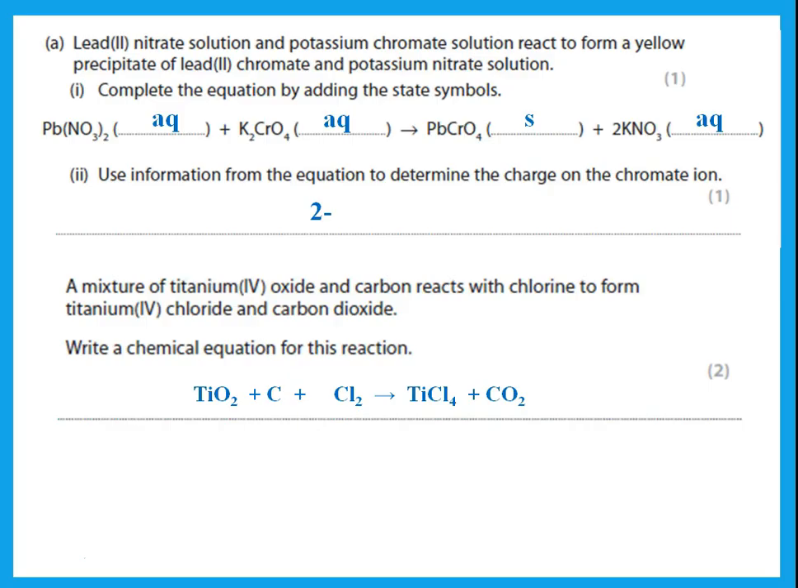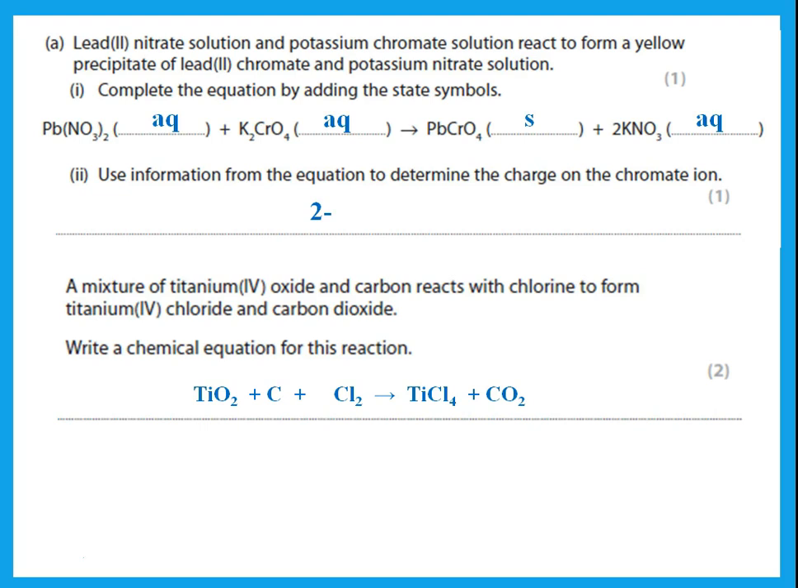Titanium 4 means that the valency of titanium is 4. So I'm supposed to write 4 under the O, not 2. But then the valency of oxygen is 2. So actually it should be Ti2O4. But if this is 2 and this is 4, I can simplify them 1 to 2. So that is why we wrote TiO2.